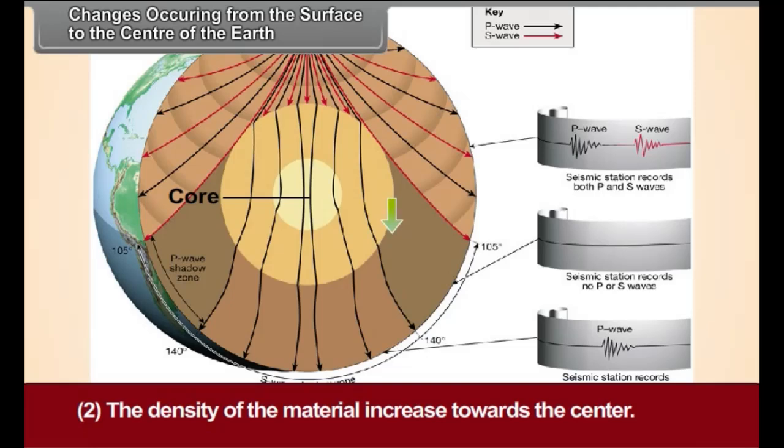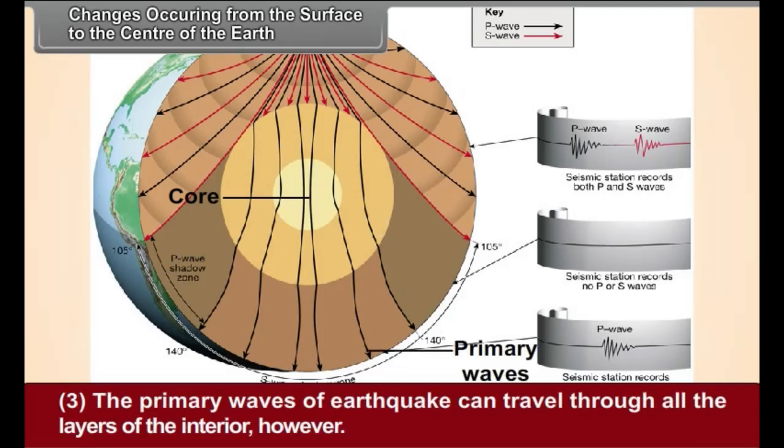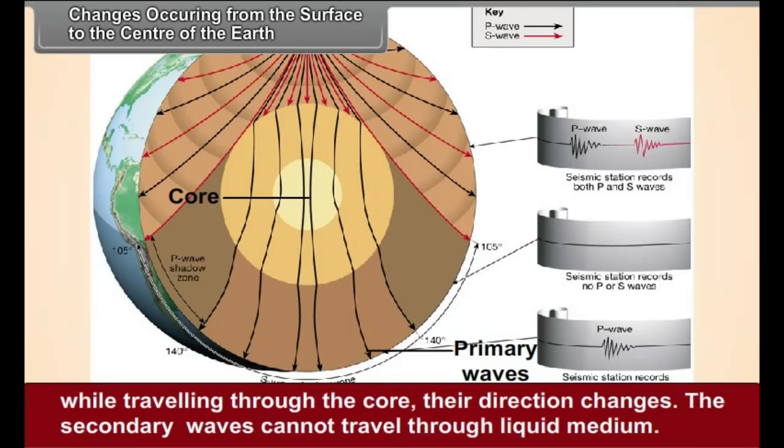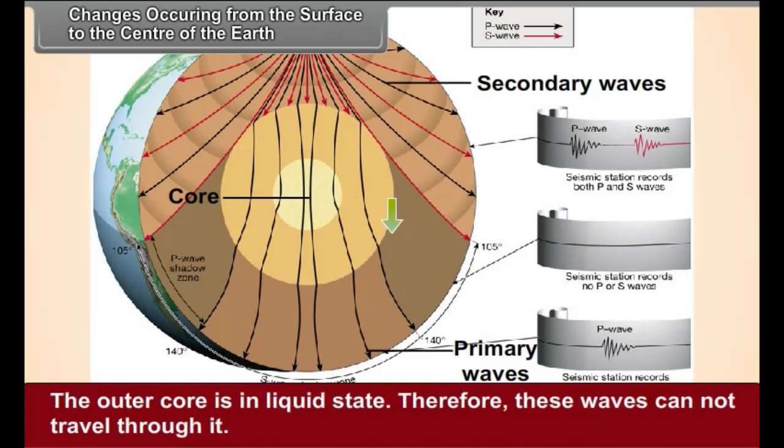Number 2. The density of the material increases towards the center. Number 3. The primary waves of earthquakes can travel through all the layers of the interior. However, while traveling through the core, their direction changes. The secondary waves cannot travel through a liquid medium. The outer core is in liquid state. Therefore, these waves cannot travel through it.